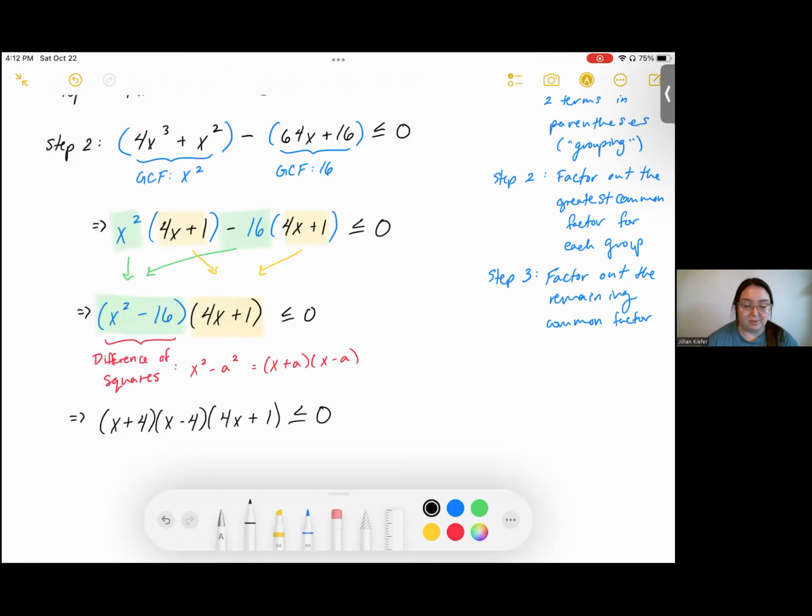And there we have it. We've got x plus 4 times x minus 4 times 4x plus 1 is less than or equal to 0. So step 2 has been completed. We factored our polynomial.